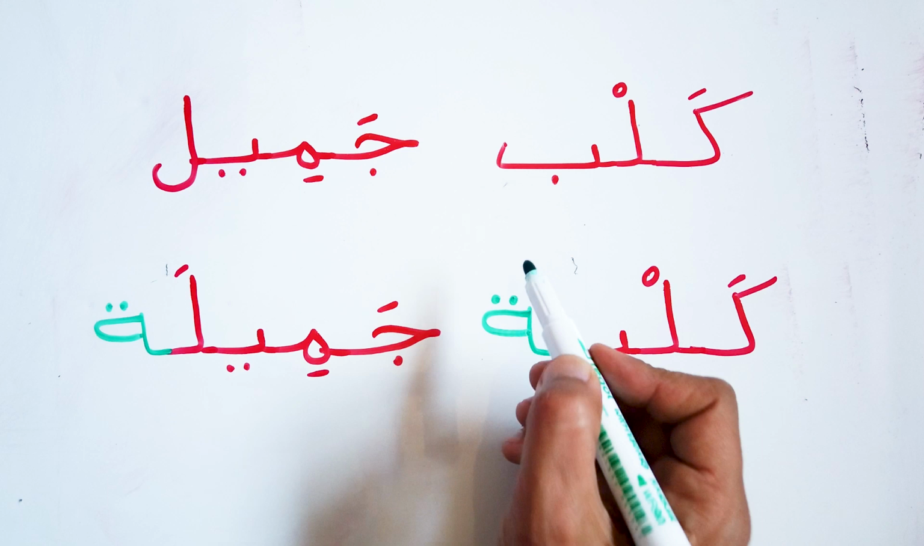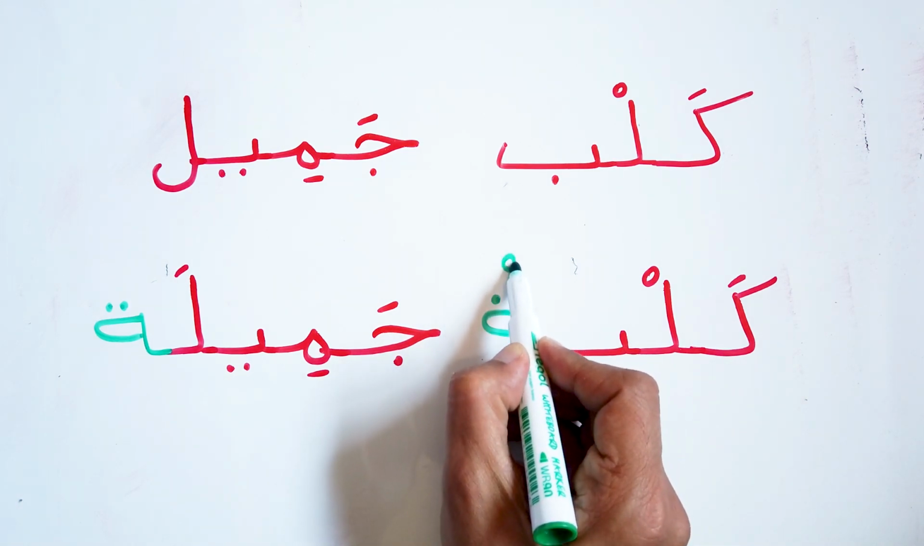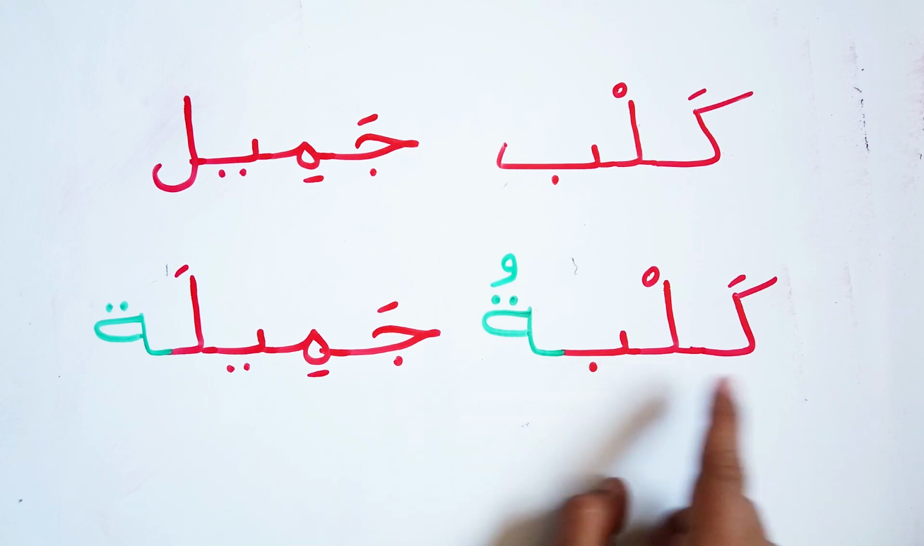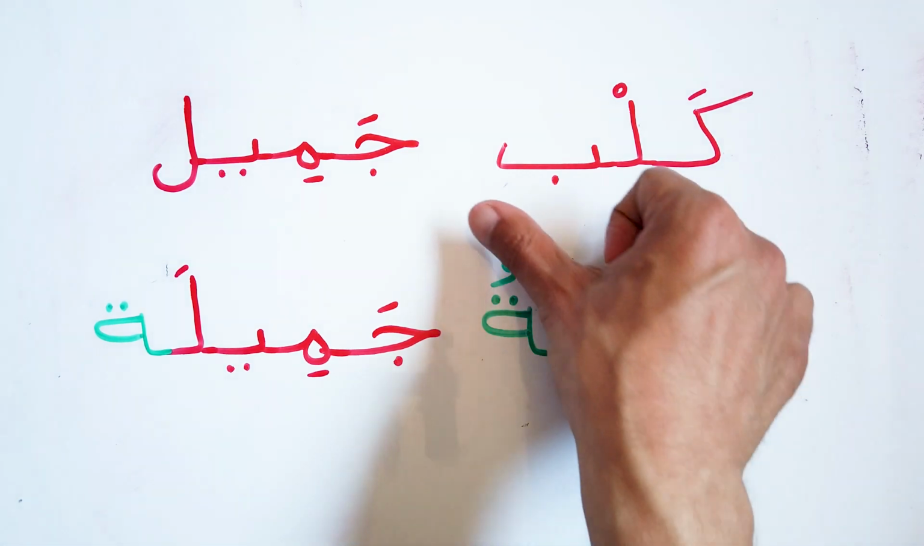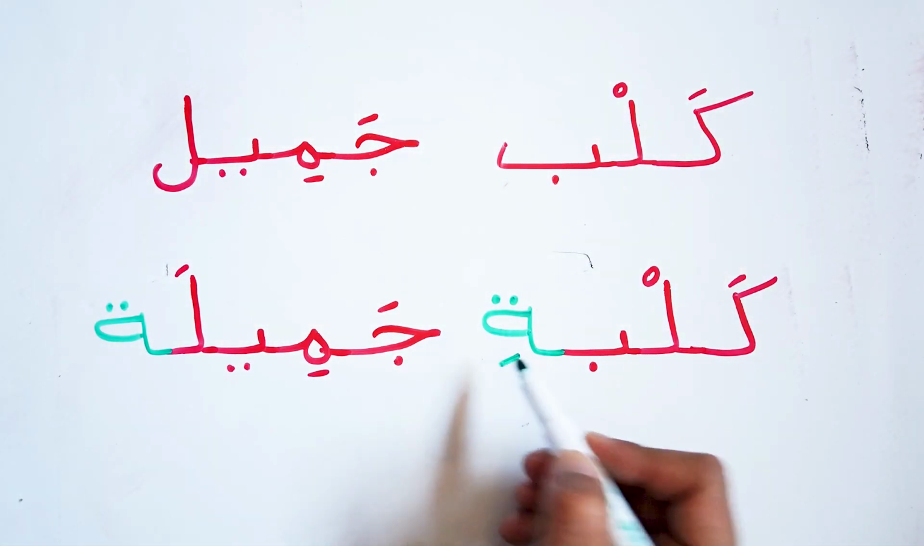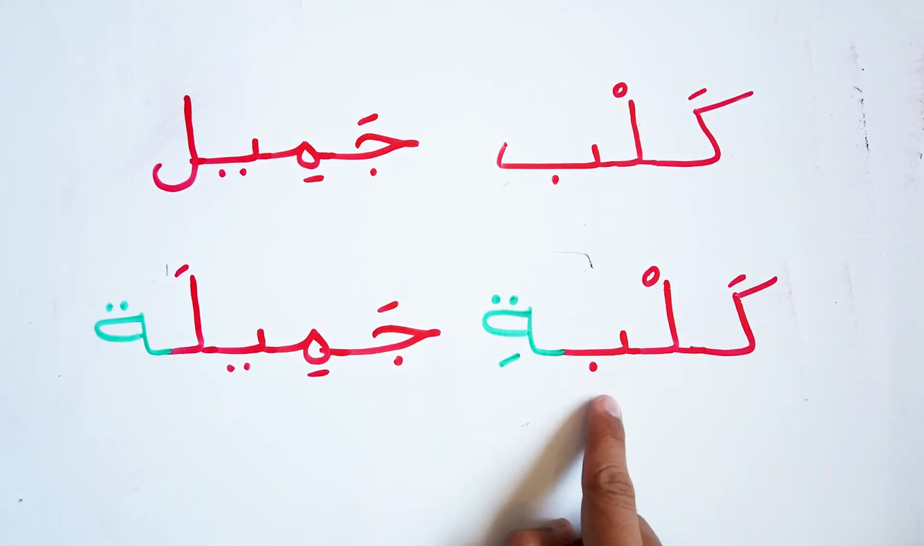Okay, let's add dhamma here. If I add dhamma, it will be kalbatu. If I remove this dhamma and I add kasra, kalbati.